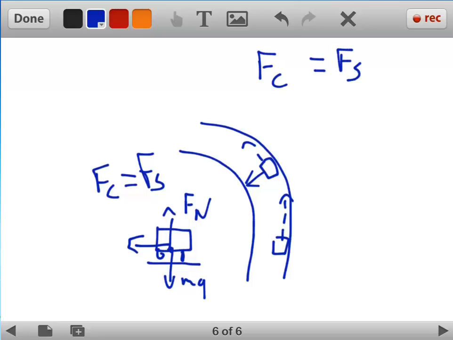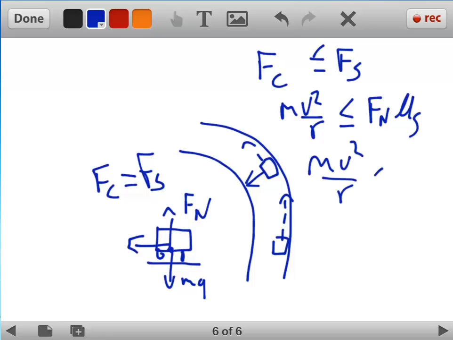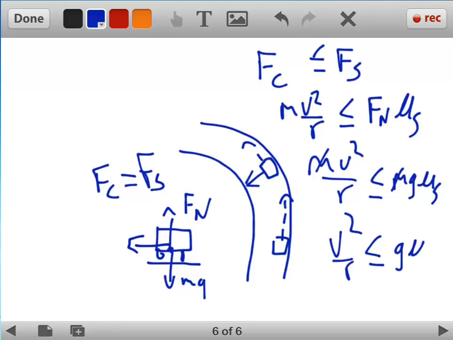Okay, and so then what we see is mv squared over r, and since this is maximum, is less than or equal to Fs, but Fs is really Fn mu s, and so then I get mv squared over r is less than or equal to mg mu s, right, the normal force, since it's on a flat road. Mass cancels, we get v squared over r is less than or equal to g mu s, and so now v is less than or equal to the square root of g mu s r. That coefficient of friction acts in there because it tells us what ratio of the normal force can actually supply some friction.